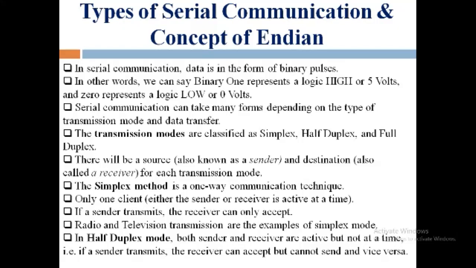The simplex method is a one-way communication technique. Only one client, either the sender or receiver, is active at a time. If a sender transmits, the receiver can only accept. Radio and television transmission are examples of simplex mode. In half duplex mode, both sender and receiver are active but not at a time. That is, if a sender transmits, the receiver can accept but cannot send, and vice versa.